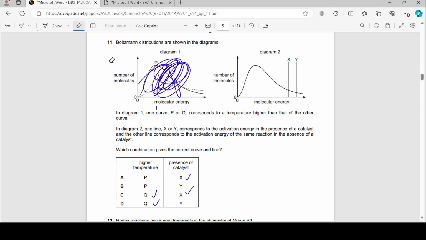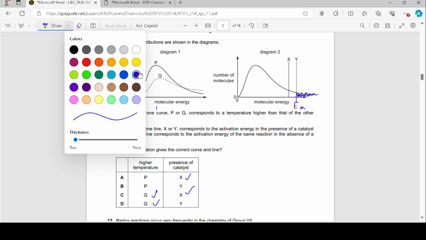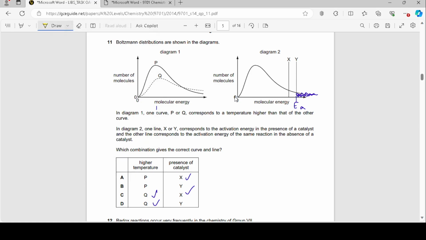Okay. And as for diagram two, the catalyst one. X is the one that is in the presence of a catalyst, and why is that? It's because in the presence of a catalyst, you have more molecules that have an energy greater than or equal to the activation energy. So initially, for example, if Y was my activation energy, I had this many molecules to the right of the line Y. But after I use a catalyst, my curve stays the same, but my activation energy lowers. So using a catalyst, I have more molecules to the right of that activation energy.